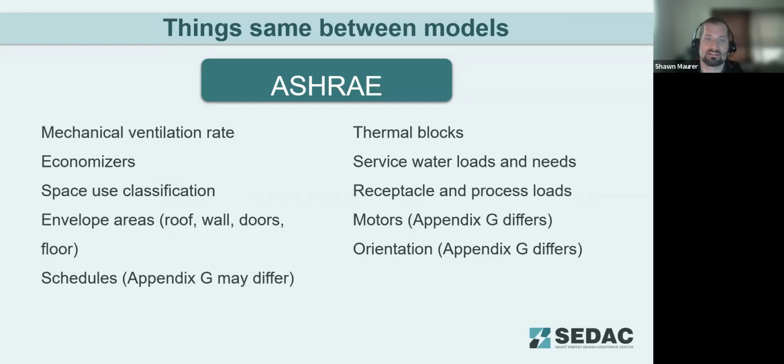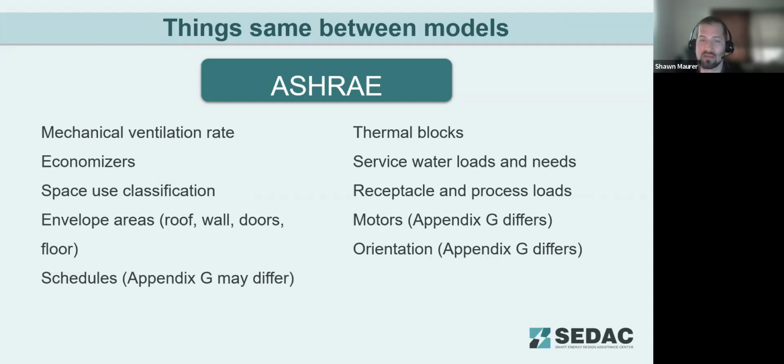And then as far as the things that are the same between those models, mechanical ventilation rates, the economizer usage setup, space use classifications, envelope areas, schedules, although we will note in Appendix G, you can make some adjustments to scheduling of equipment that get you a little bit more savings.